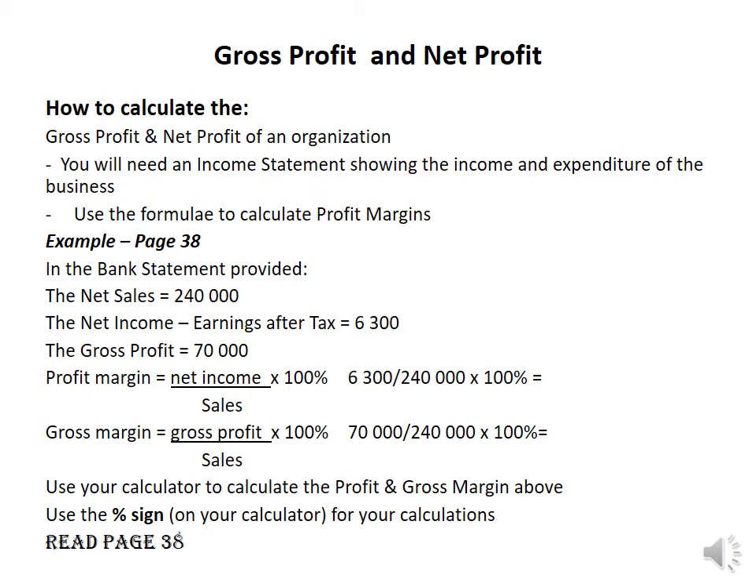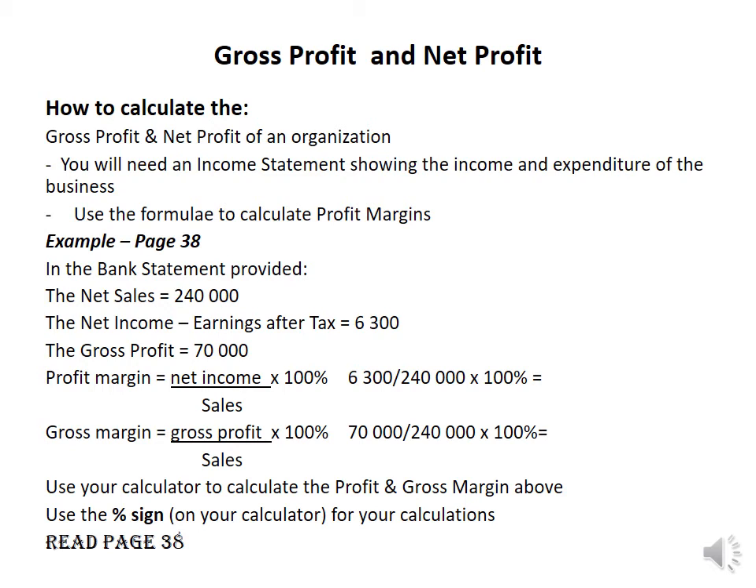Let us use the example on page 38 to show how to calculate the profit margin and gross margin. In the income statement provided on page 38, the net sales of the organization is 240,000. The net income, which is earnings after tax, is equal to 6,300. The gross profit is equal to 70,000.